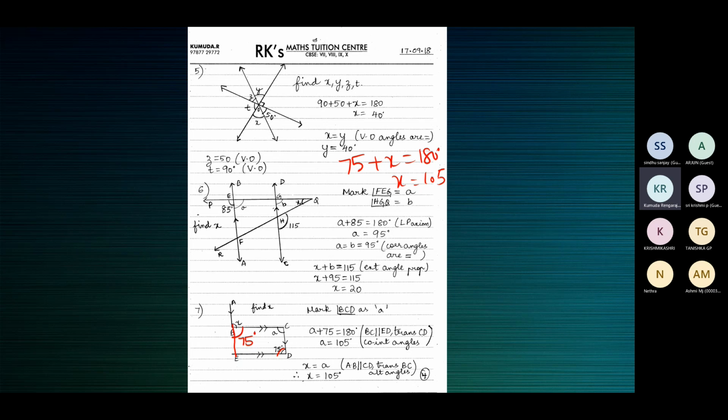You can also do it like this. Produce AB and complete the quadrilateral. The quadrilateral is a parallelogram because both pairs of opposite sides are parallel. In a parallelogram, opposite angles are equal, so this angle also is 75 degrees. Now 75 and x form a linear pair because they lie on the same straight line. So 75 plus x is equal to 180, x is equal to 105. You can also do it like this.